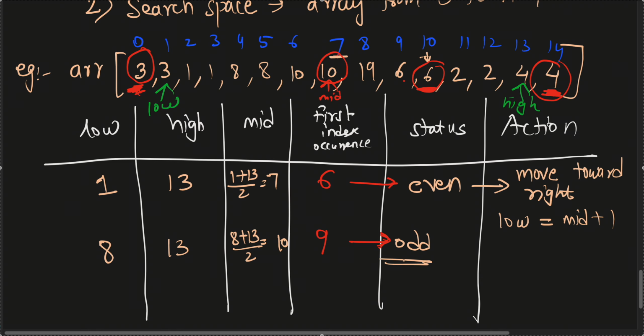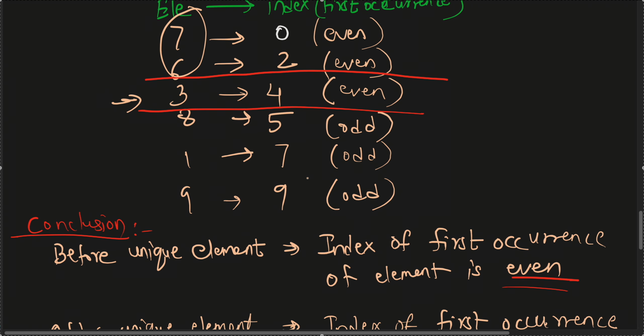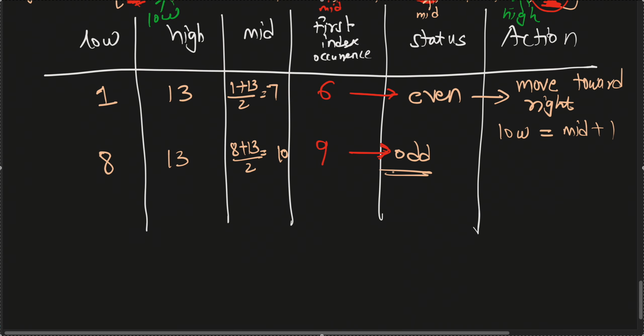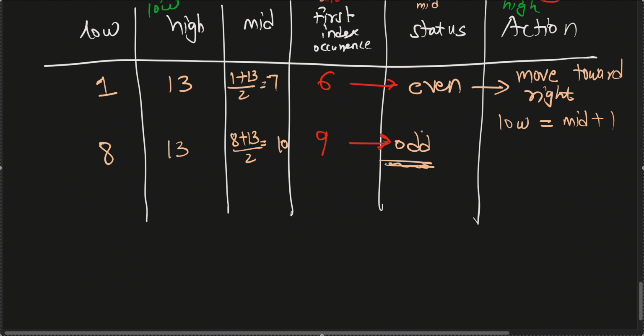So when the status is odd, that means when the middle element is here, before we have encountered the unique element, right? Because that's why the status becomes odd, as we have seen in this example. So if the first occurrence of an element is odd, then we have already encountered the unique element, and that unique element is present on the left side.